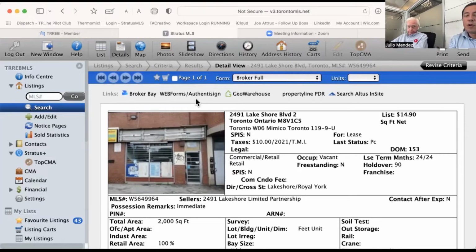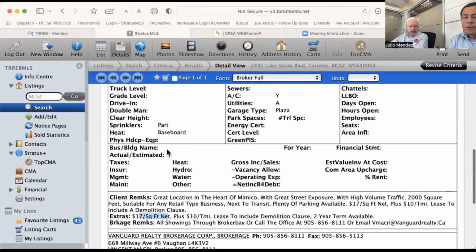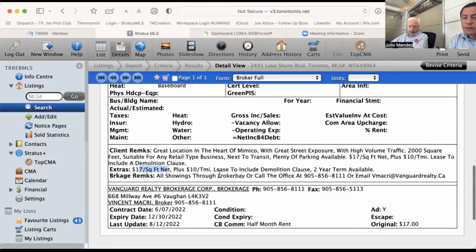So let's pretend that we're going to go now into web forms and essentially start drafting. Anything else in the extras there? Was that on the extras? Sometimes they asterisk stuff and put little things in there that you don't know about. No. Does it say you can get an email information package from the listing agent?